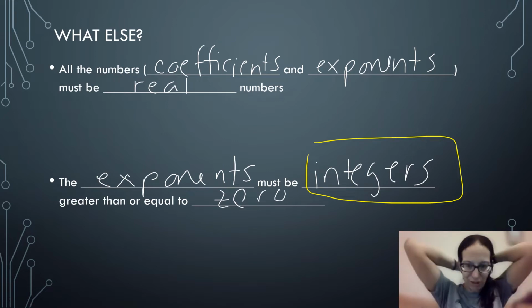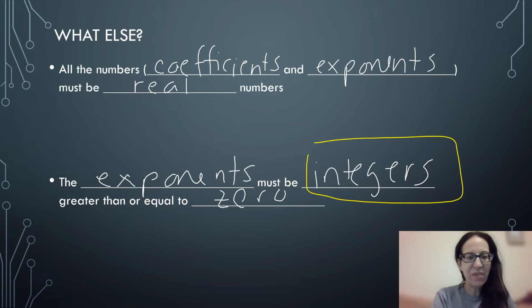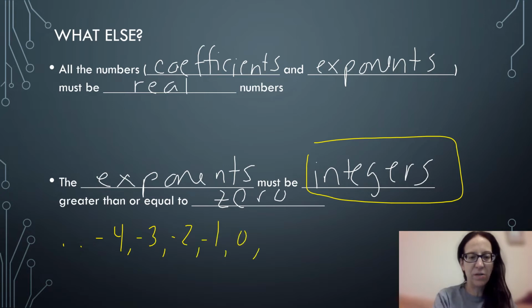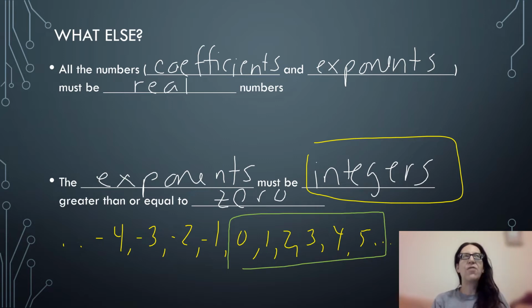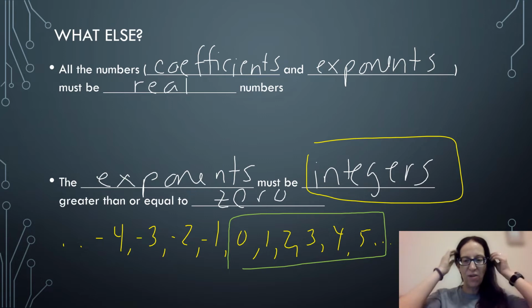Okay, so integers are these numbers here, like -4, -3, -2, -1, 0, 1, 2, 3, 4, 5, and so forth. So when we say integers greater than or equal to 0, we mean that set, which I think is either the whole numbers or the natural numbers. I always get whole numbers and natural numbers mixed up, so I have to look up which one.